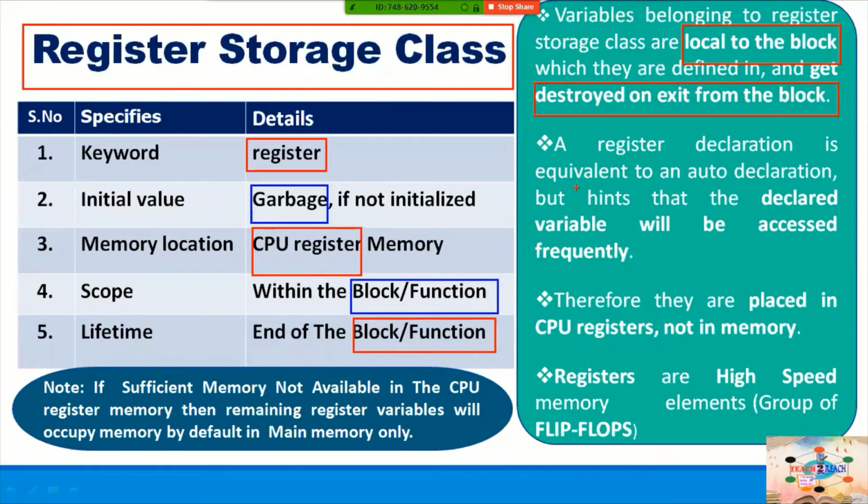A register declaration is equivalent to an auto declaration, but it hints that the declared variable will be accessed frequently. All register variables will be accessed frequently, therefore they are placed in the CPU registers, not in main memory. All those register variables will be placed in CPU registers, so they can be accessed very frequently.